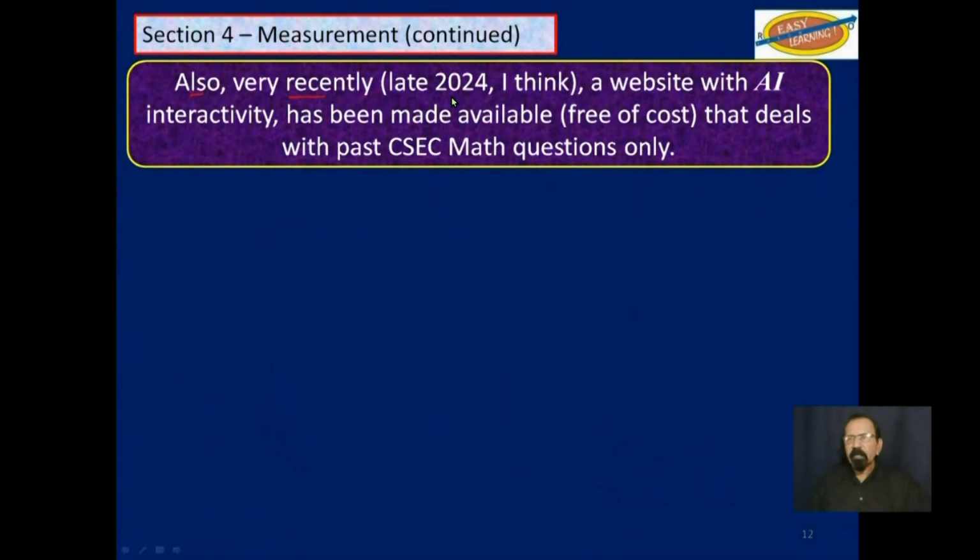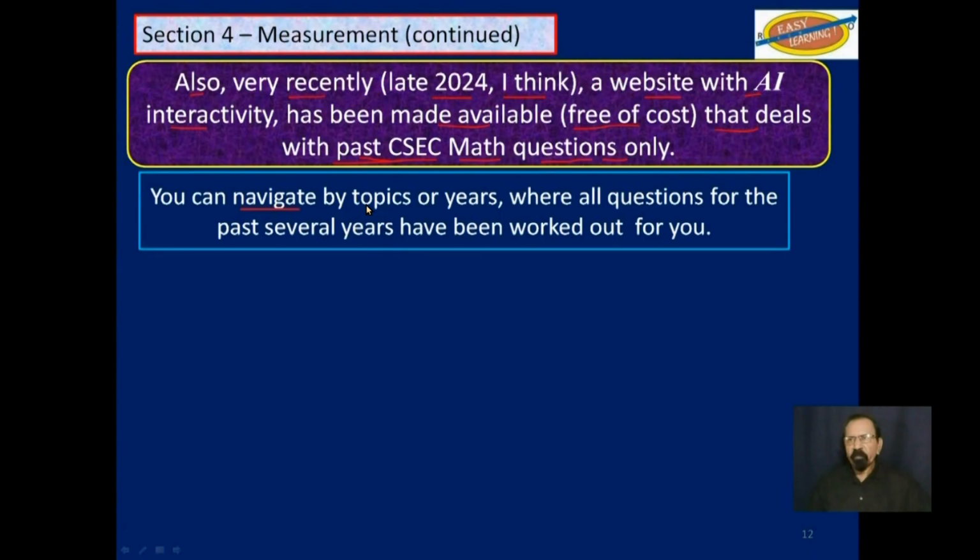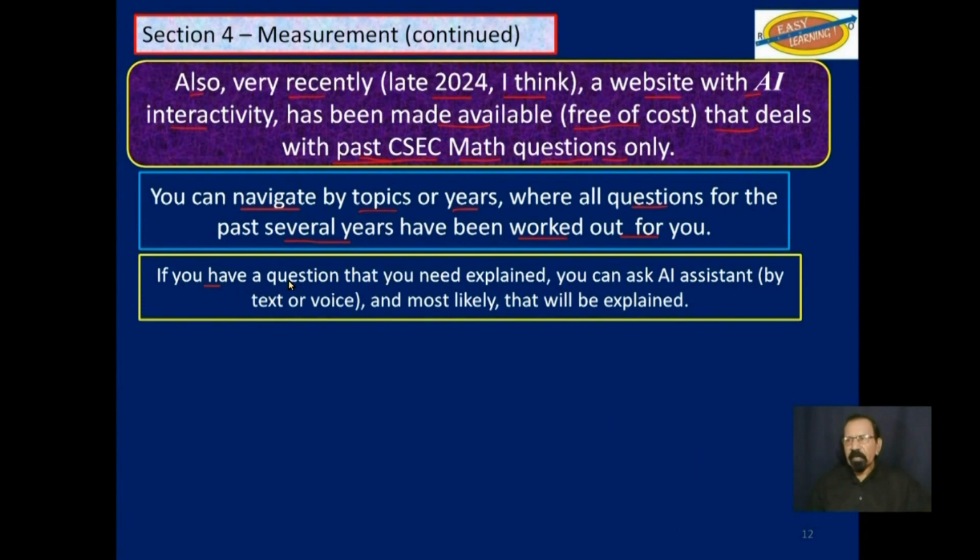Also, very recently, late 2024, I think, a website with AI interactivity has been made available free of cost that deals with past CSEC math questions only. You can navigate that website by topics or years, where all questions for the past several years have been worked out for you. If you still have a question that you need explained, you can ask the AI assistant either by text or voice, and most likely it will be explained to you.